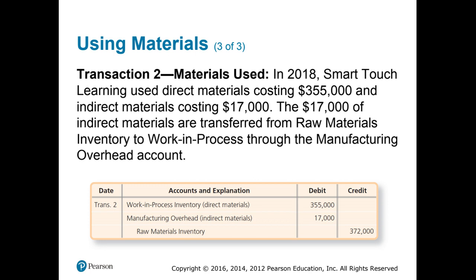So we're going to debit our work in process inventory for $355,000. We're going to debit manufacturing overhead for $17,000. We're going to credit raw materials inventory for $372,000.